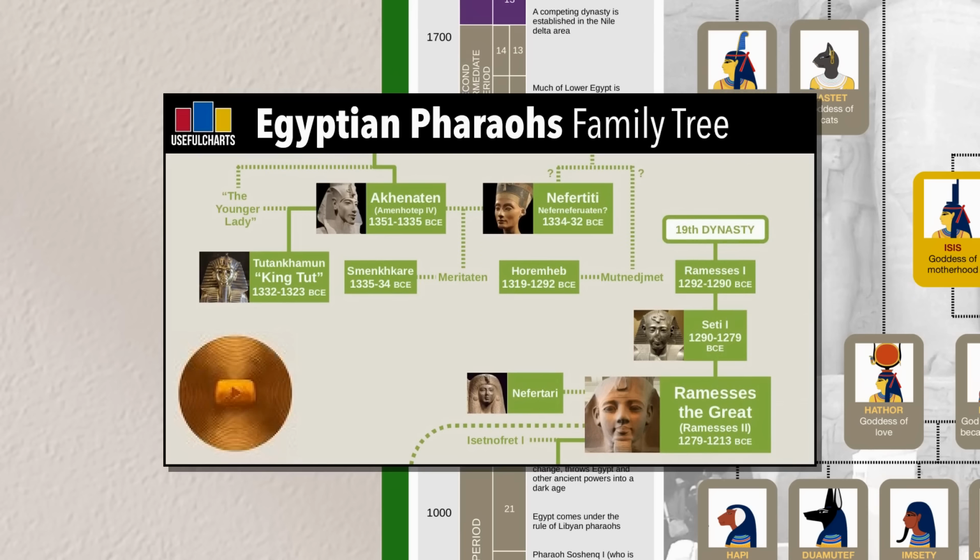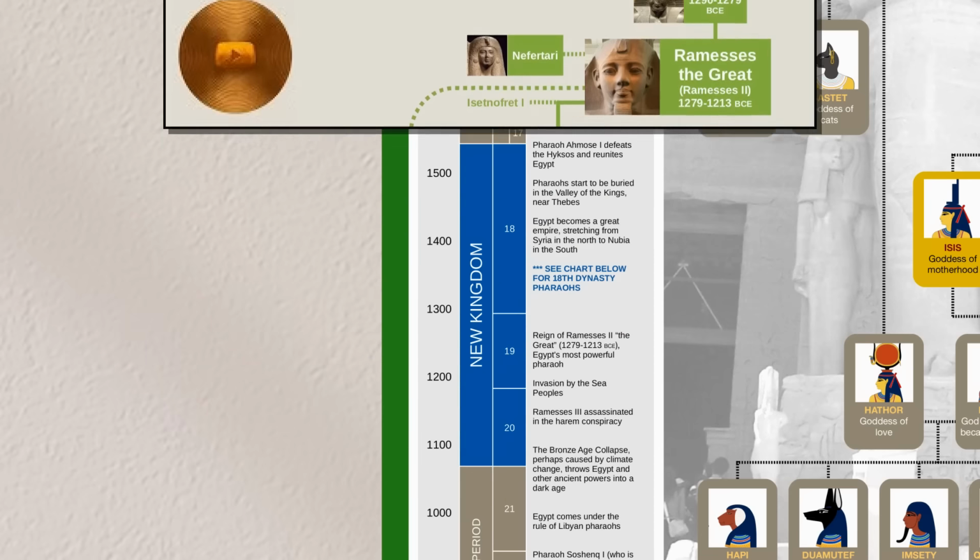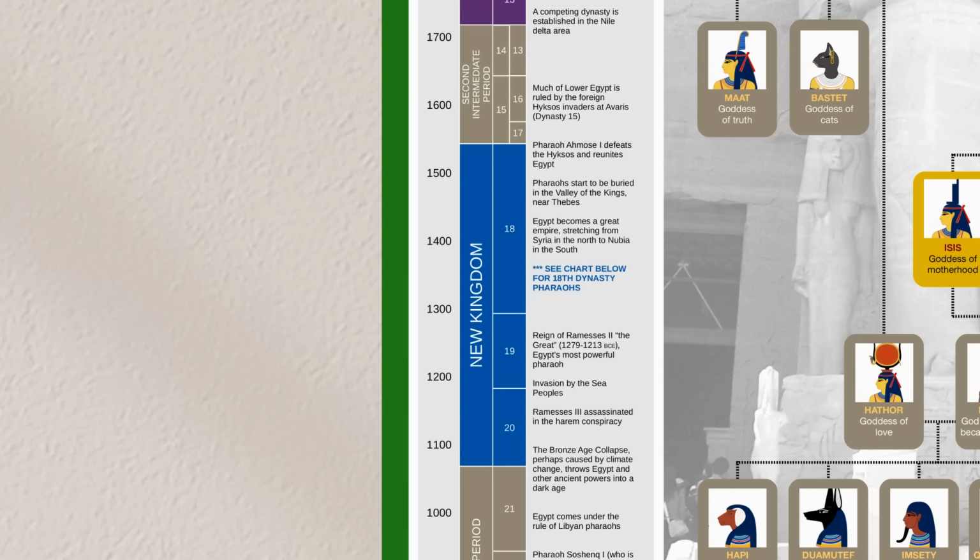I've already done a video covering the family tree of the New Kingdom pharaohs, so I won't go through that again, but if you're interested in seeing it, you can find a link in the description. For now, let's quickly finish looking at the timeline.